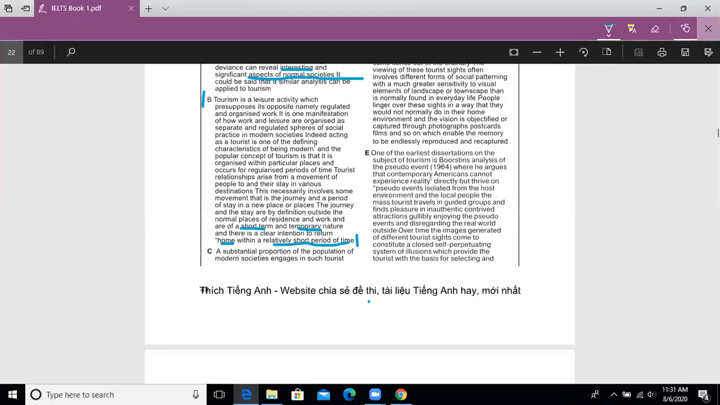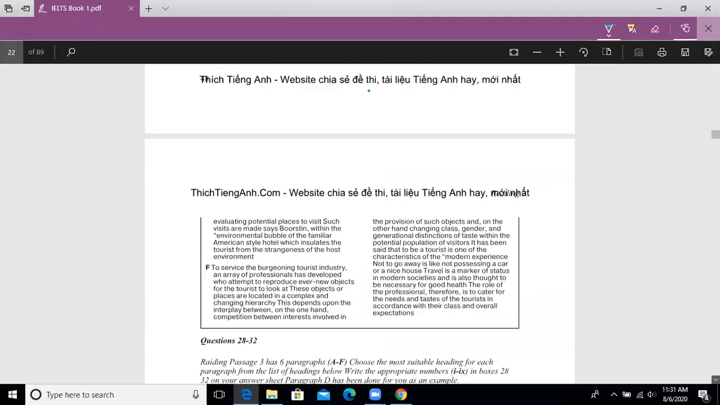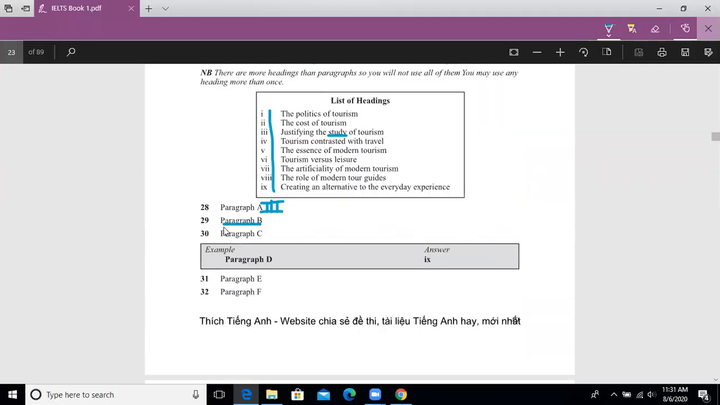Okay, so let's see if they have talked about something over here. So this was the understanding of paragraph B. I'm going to read these headings and see which one fits as an answer to this paragraph B. The politics of tourism. No, there was nothing about this. Cost of tourism. No, they haven't talked about that. Third one is gone. Tourism contrasted with travel. Definitely no. A sense of modern tourism. Okay, so what is modern tourism? We'll wait for this one.